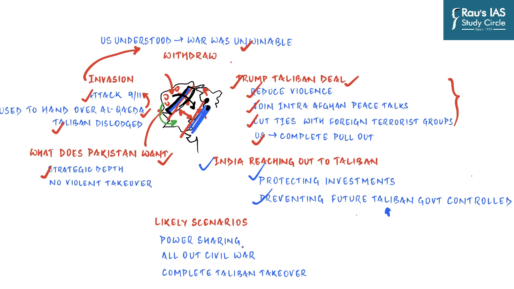One is that there could be a power sharing settlement in which the Taliban and the government agree to some power sharing mechanism and jointly shape the future of Afghanistan. As of now, this looks a remote possibility.